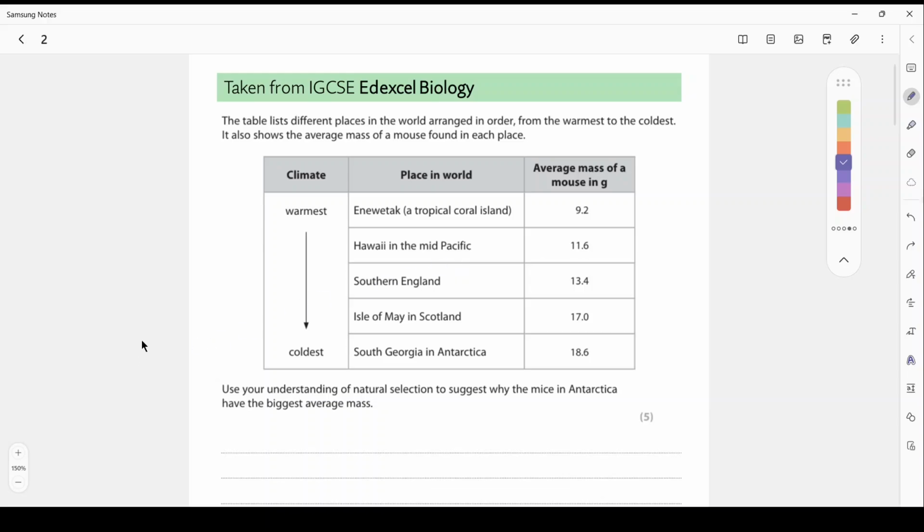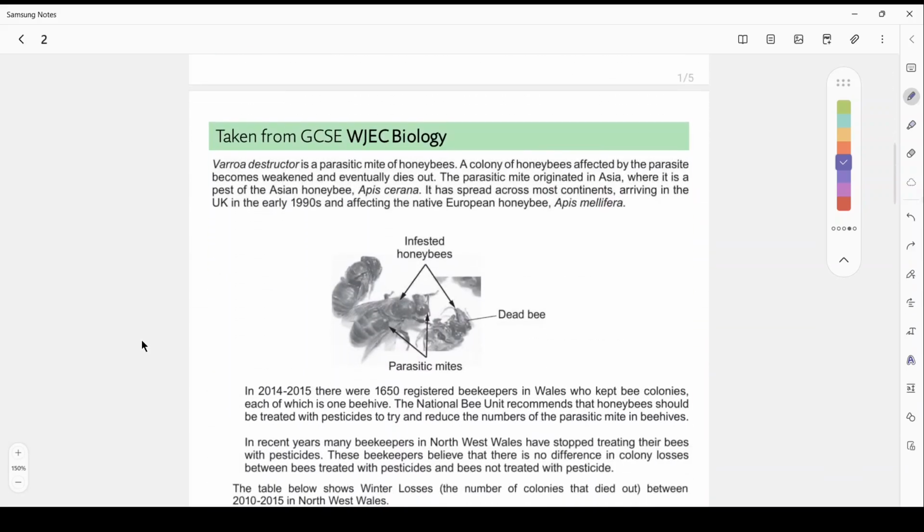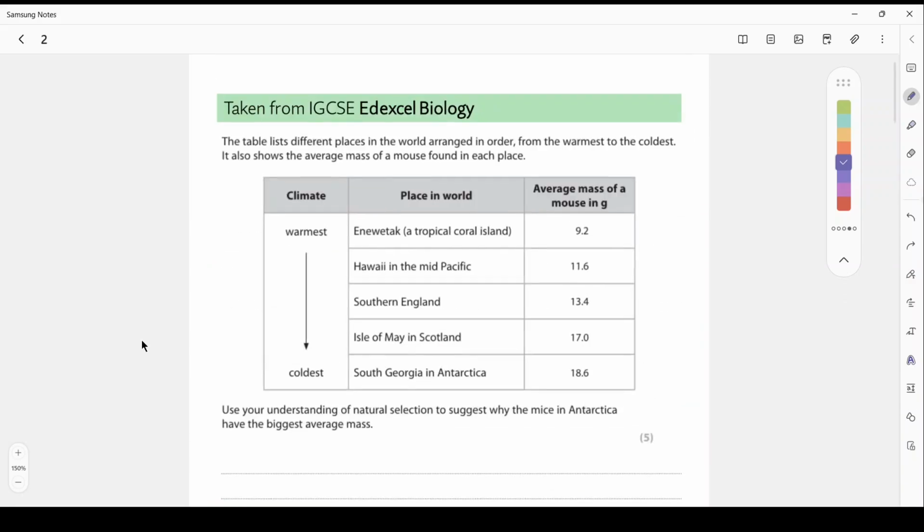So this is a past paper question from the IGCSE biology syllabus. This is from the Edexcel exam board. So we'll be covering two questions, one from this and another one from the Welsh exam board as well, the GCSE bio one. Okay, so let's start off with the first one.